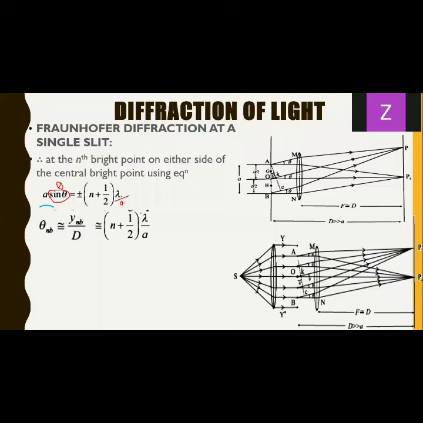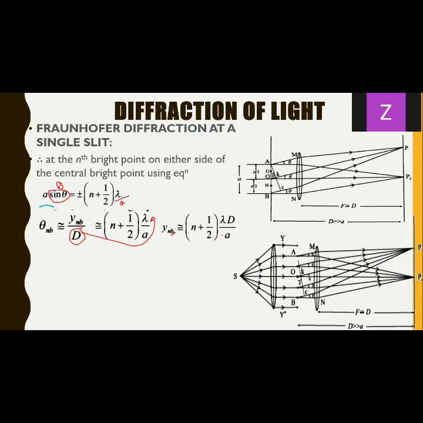So once again, rearranging the terms, this D, when it goes to the RHS, will go to the numerator. So what will we get? y_nb, notice the letter b. B stands for bright. For y_nb, we will get (n plus half) lambda D upon a, or we can write it as (n plus half) into W, where W is lambda D upon a.